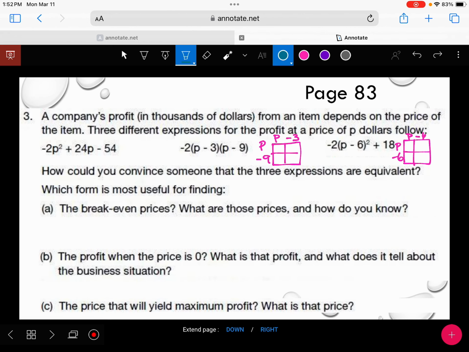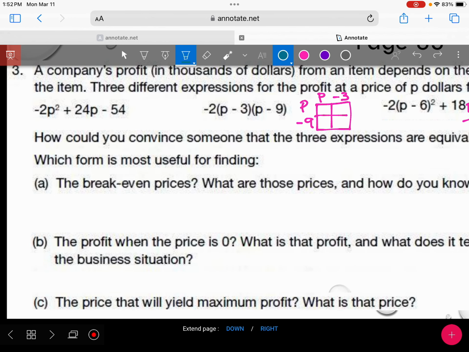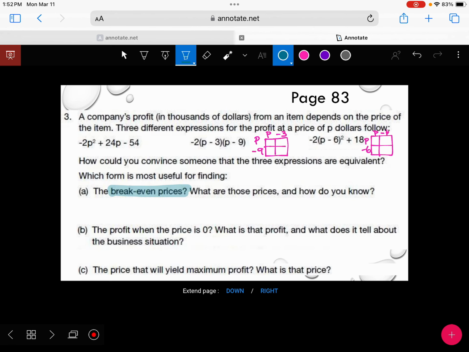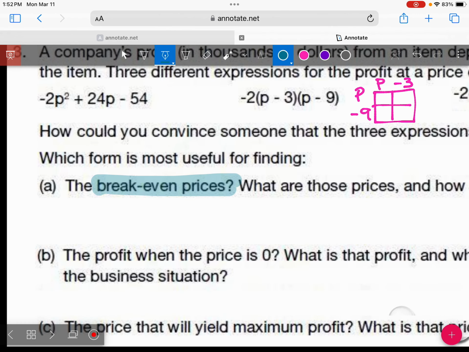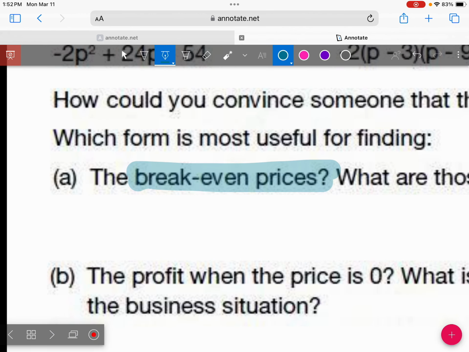Which one of these forms would be helpful for the break-even prices? So what does that mean? Excellent question. So if we have a profit equation here, if we're breaking even, what is our profit going to be? When it's broken, when it would break even, what is that?